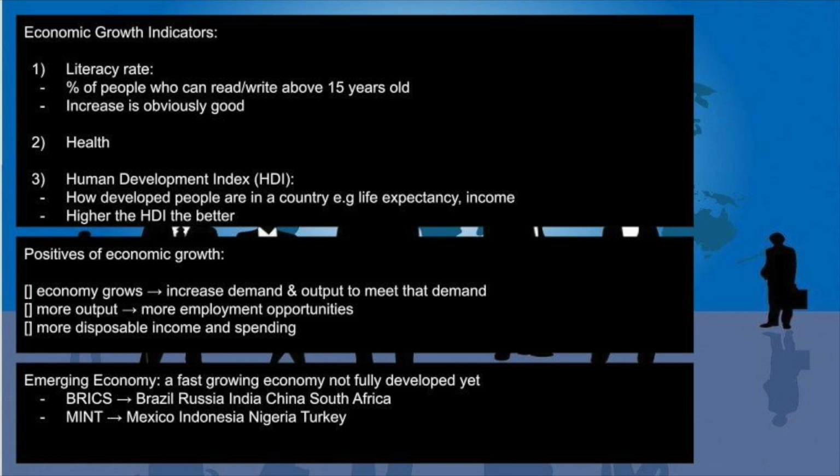And then positive economic growth. You're very unlikely to get tested on this sort of stuff, but it's good to just know. If an economy grows, more demand, more output. More output means more employment opportunities and then more disposable income and spending. And finally, you might go over emerging economies, it's just a fast growing economy. The main ones are the BRICS and the MINTs. Apart from that, it's a really short chapter.